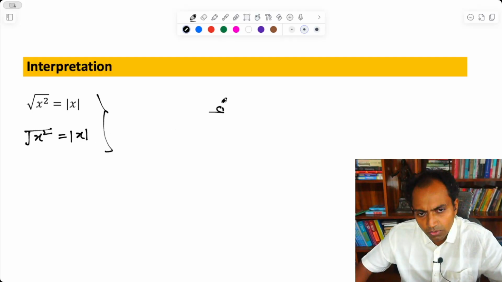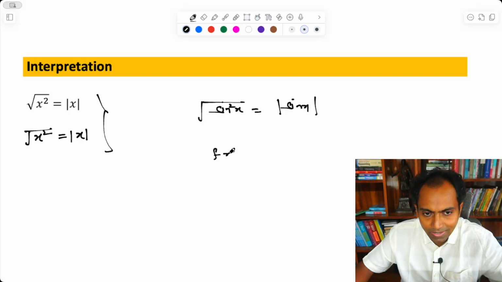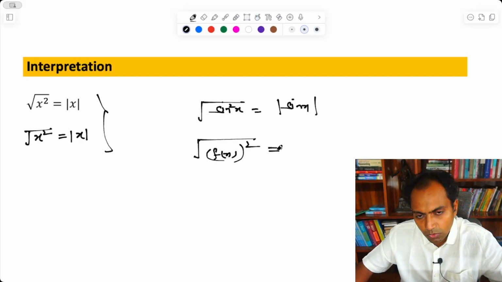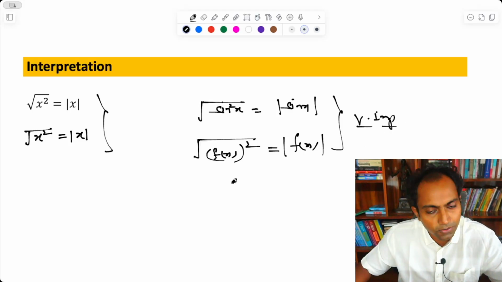What I am trying to tell you is, if you have sine square x and if I put a root sign over it, what is going to happen? The answer is not sin x but mod of sin x. So whatever is inside this, it does not matter. If I generalize, if you have f of x whole square and I put a root over it, the answer becomes modulus of f x. This is very important. Do not make this mistake of directly writing the function.